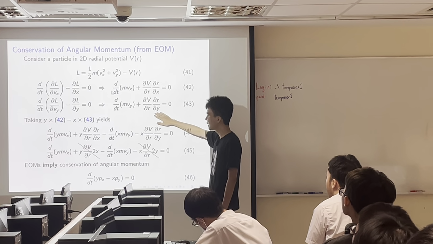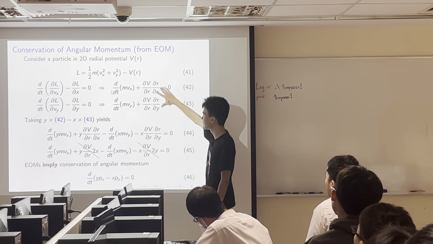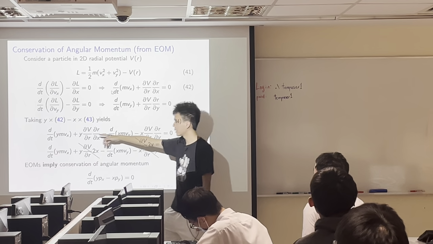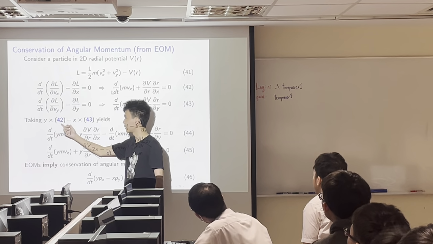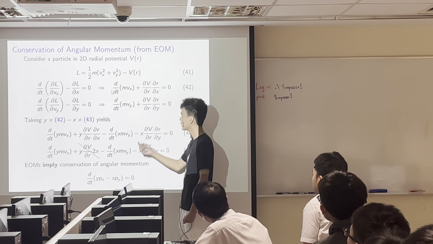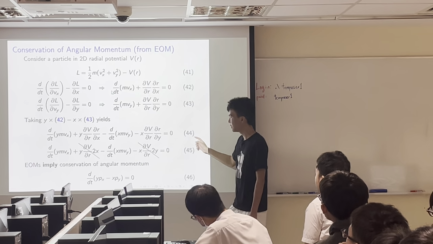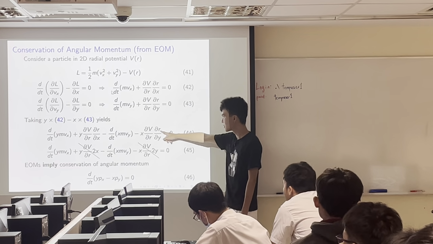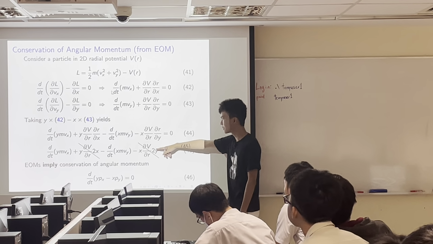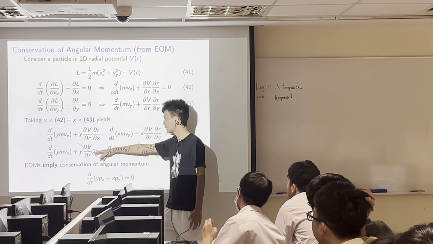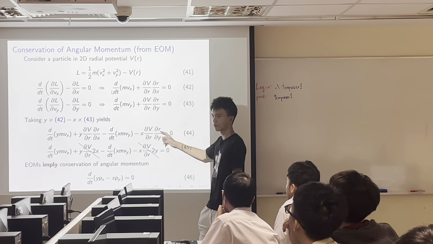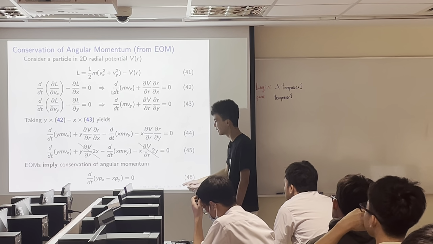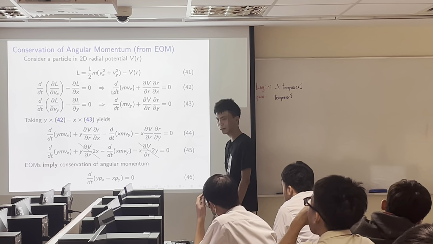And then from your equation of motion, remember this is very systematic, we can take the difference of these two weighted by y and x. So I take y times equation 42 minus x times equation 43, and that will give me equation 44. And where does the radial part come in? The radial part comes in because partial r over partial y is 2y, and partial r over partial x is 2x. So if you expand it out, only because it's a radial potential do these two terms cancel nicely. And when these two terms cancel nicely, you get the conservation of angular momentum.